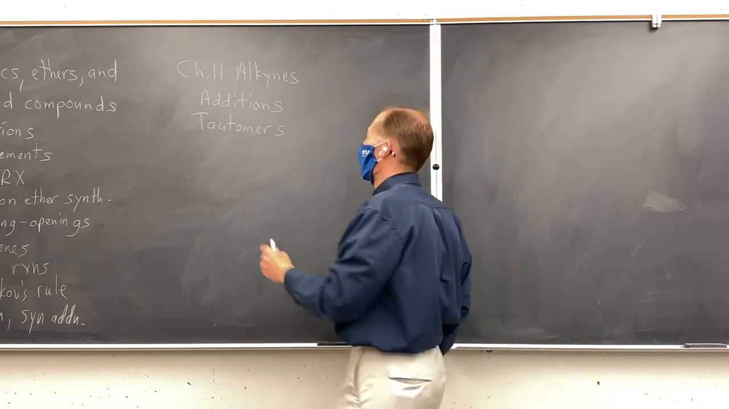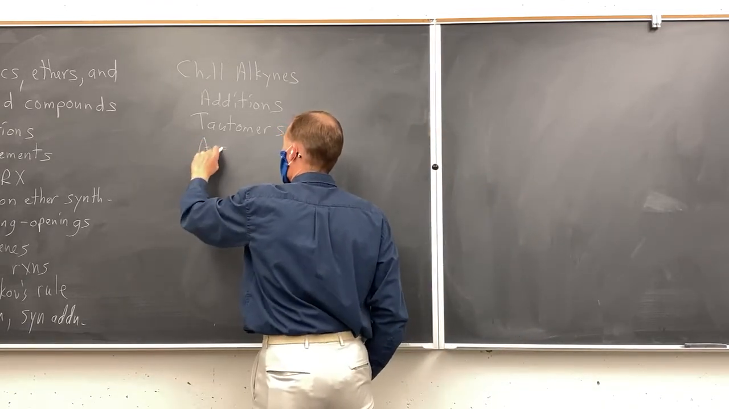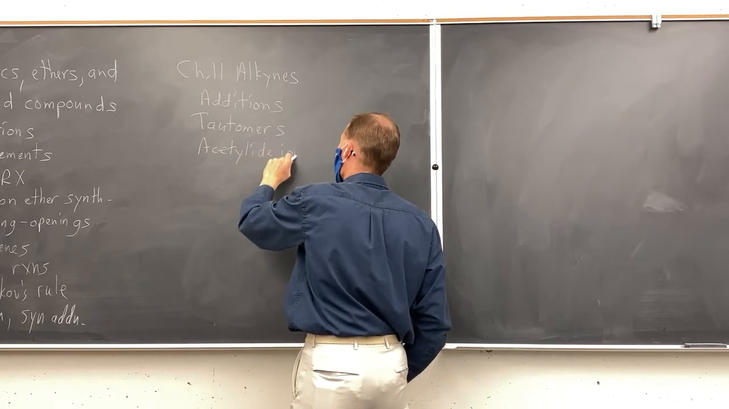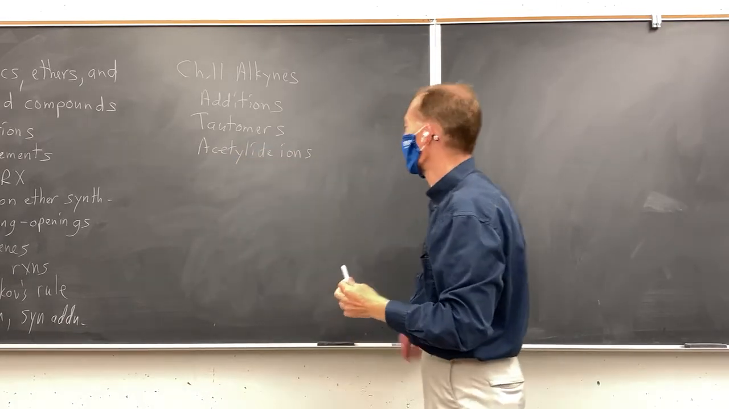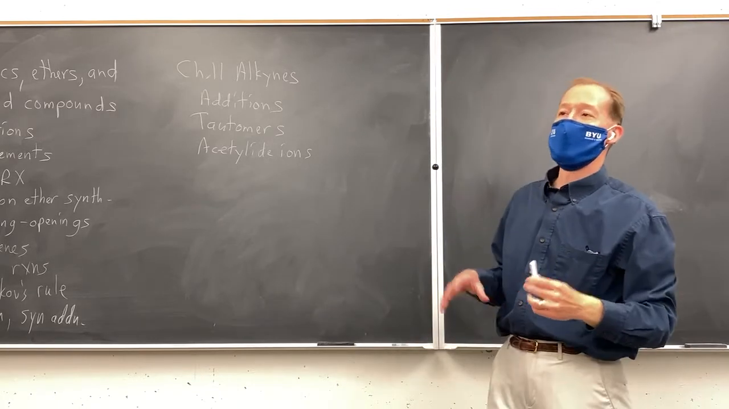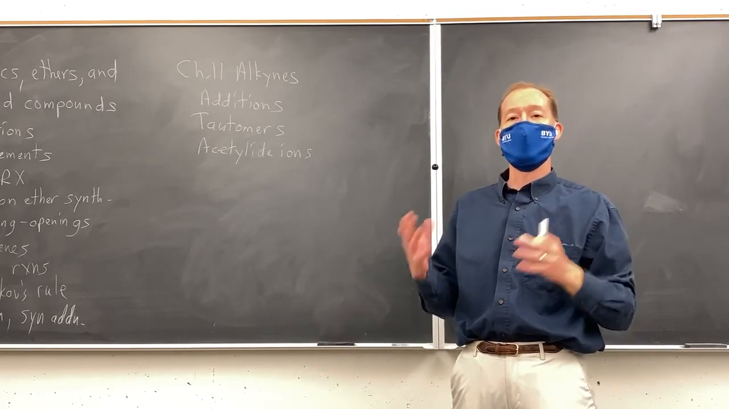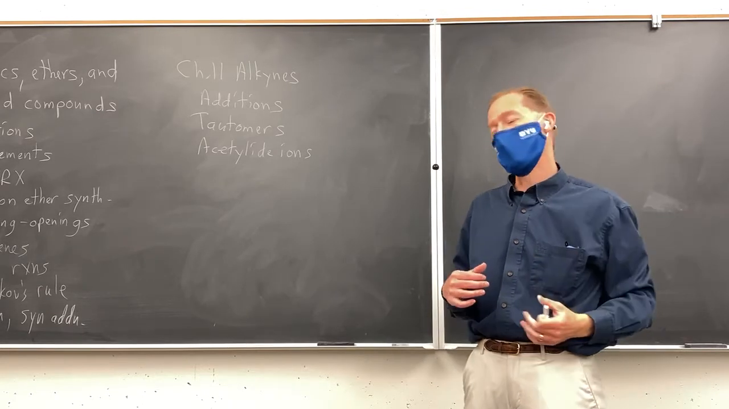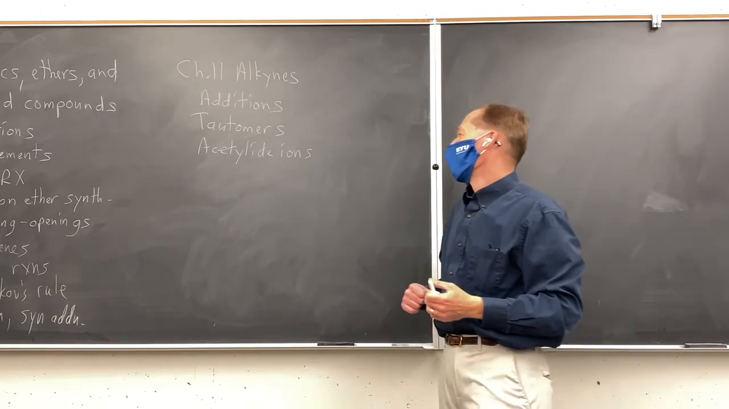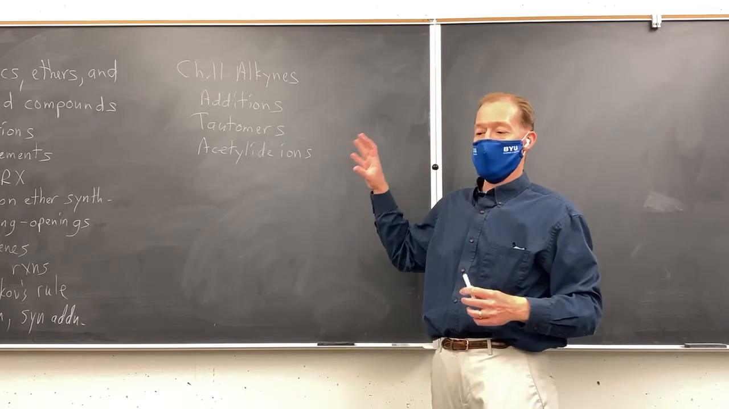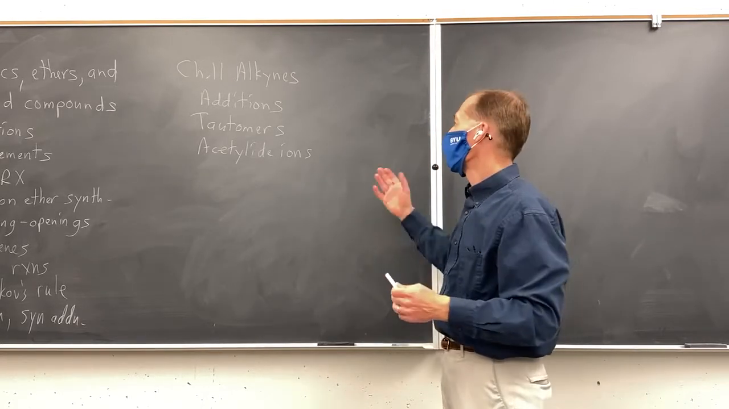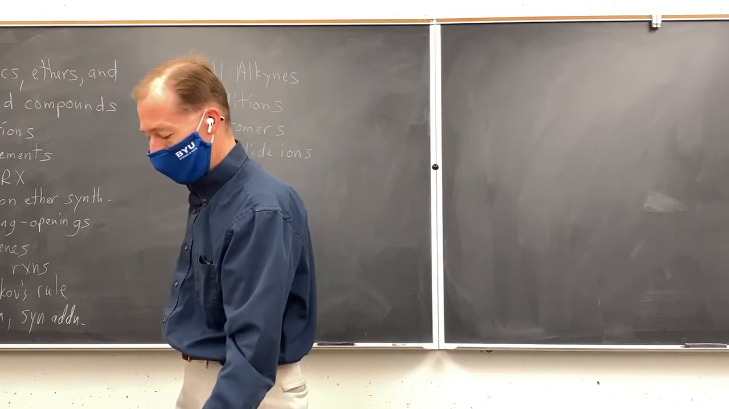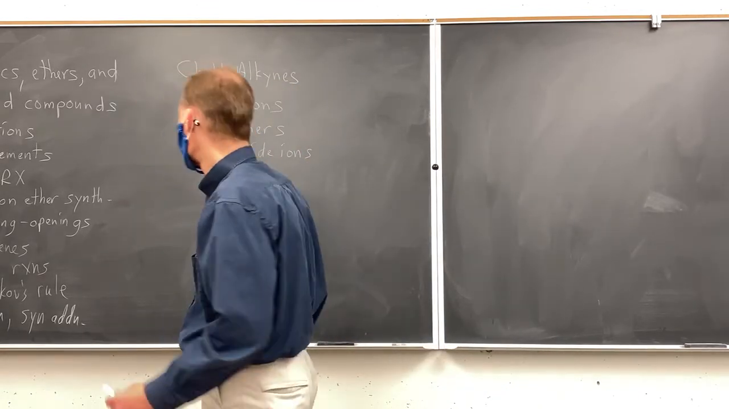And then we learned about acetylide ions. This was our introduction to multi-step synthesis, carbon-carbon bond forming reactions, deprotonating an alkyne with a strong base, such as sodium amide, NaNH2, and then using that acetylide ion in a carbon-carbon bond forming reaction. Okay, so those were our key topics in chapter 11.